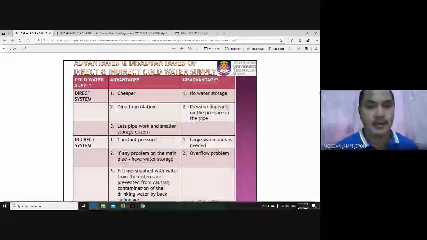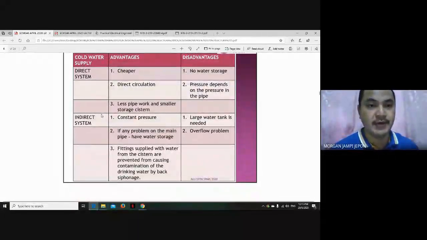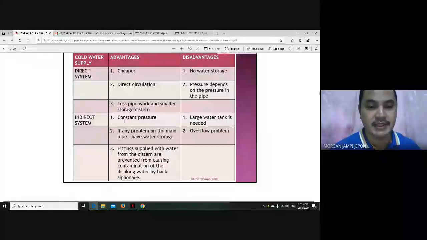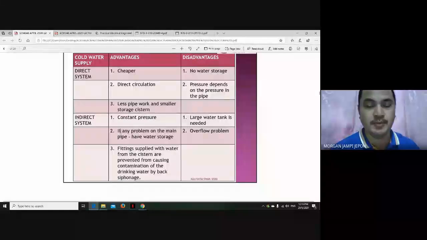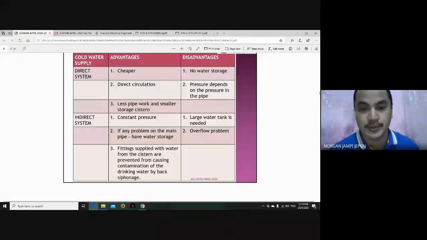All right, next one, for indirect cold water supply, advantages: constant pressure. Second, if there is any problem on the main pipe, we have water storage. And number three, fittings supplied with water from the cistern are prevented from causing contamination of the drinking water by back siphonage. We will touch later on what is back siphonage.